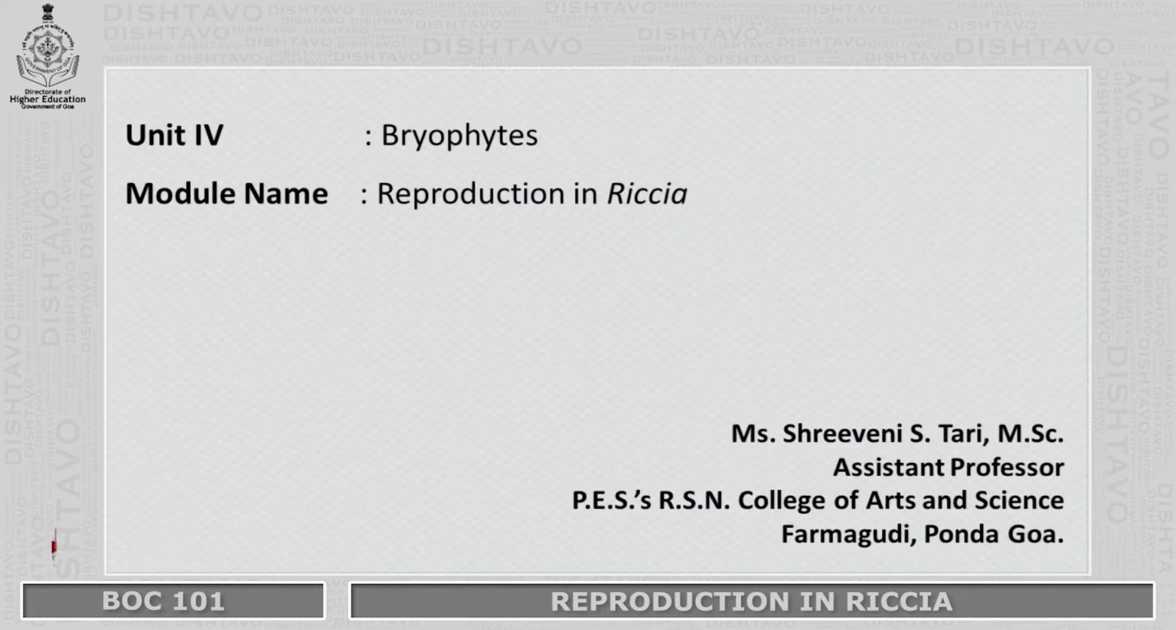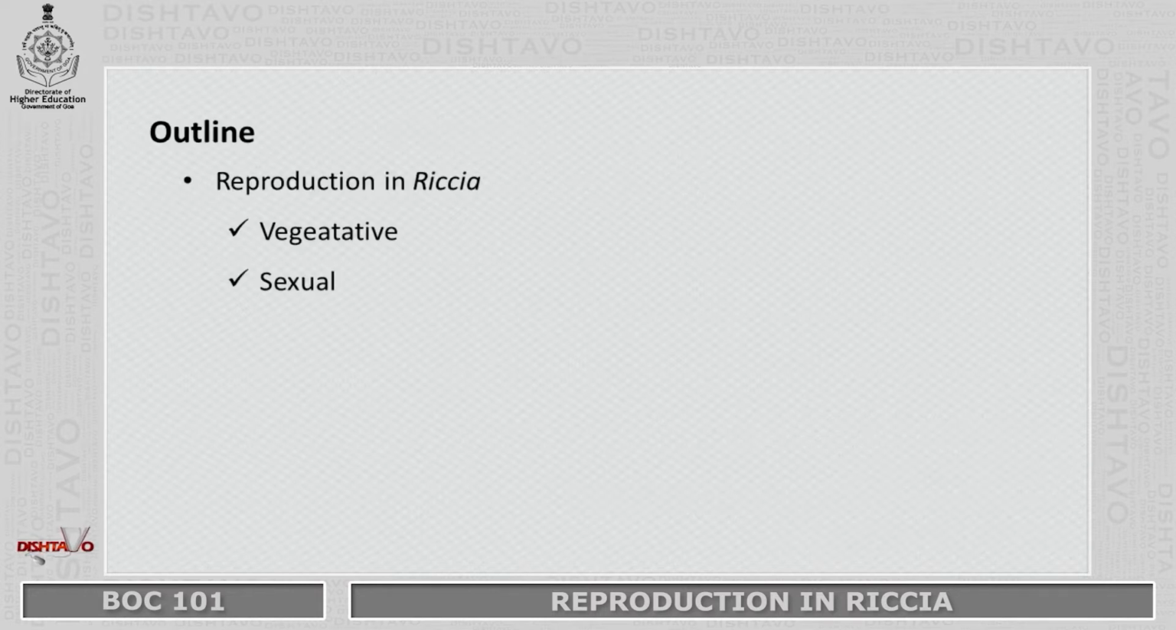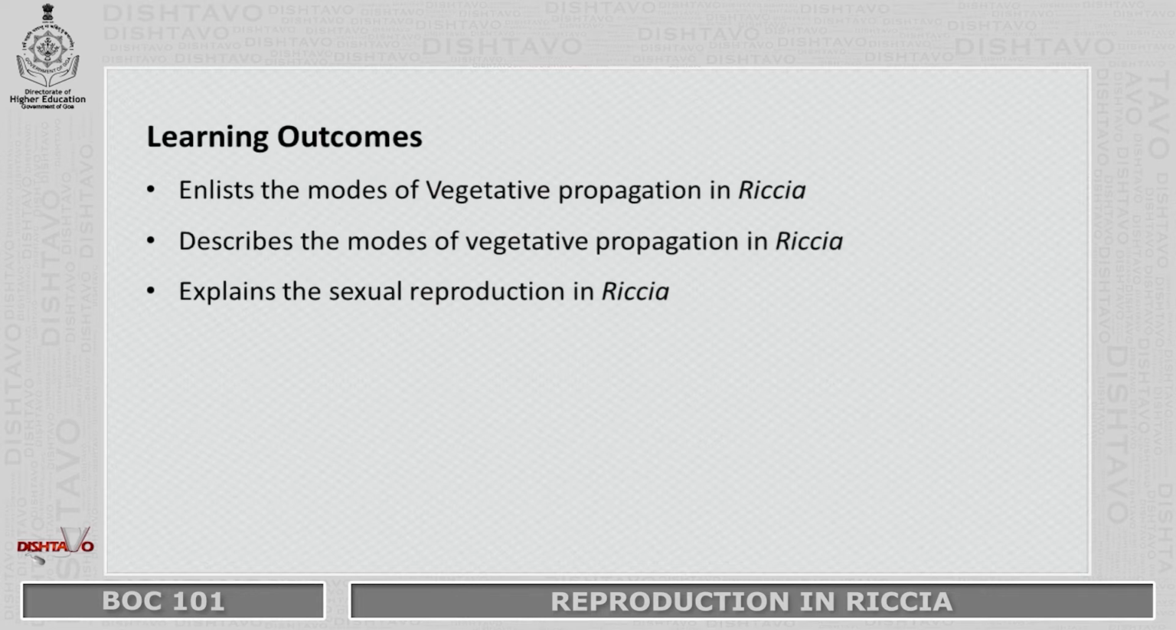We are going to study a module from Unit 4, Bryophytes, and the module is Reproduction in Riccia. The outline includes reproduction in Riccia, that is vegetative propagation and sexual reproduction. Learning outcomes: enlist the modes of vegetative propagation in Riccia, describe the modes of vegetative propagation in Riccia, and explain the sexual reproduction in Riccia.